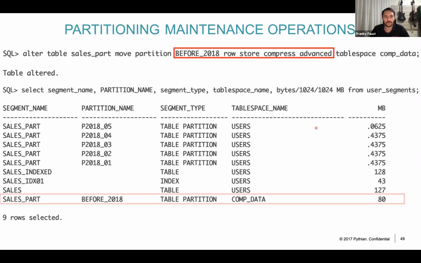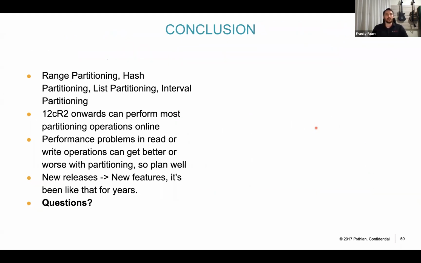That's all I had, and you can do that online as well from 12c release 2 onwards. Well, that's it. Conclusion, very quickly. Range partitioning, hash partitioning, list partitioning, and interval partitioning. We just saw some brief examples. As I mentioned, it's a huge topic. We cannot cover it in under an hour, and I'm at one hour and 10 minutes, so 10 minutes over an hour.